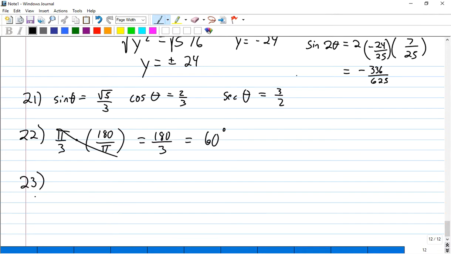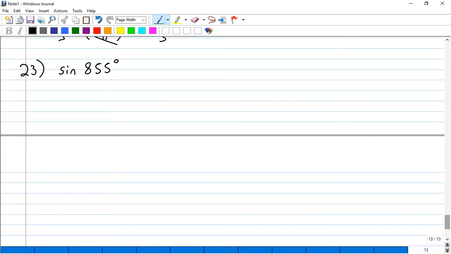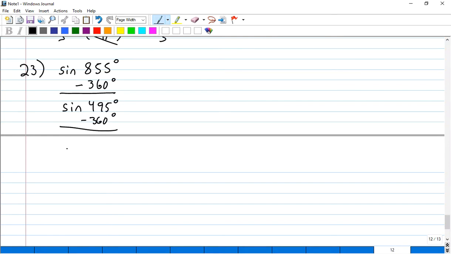Number 23, use the fact that the trig functions are periodic to find the exact value of the expression. That just means use the fact that you know that 360 degrees is 1 revolution to find the sine of 855 degrees. So if you have something bigger than 360 degrees, you just subtract 360. So that'll be the sine of 495 degrees. Well, that's still too big. So subtract 360 again. That's the sine of 135 degrees.